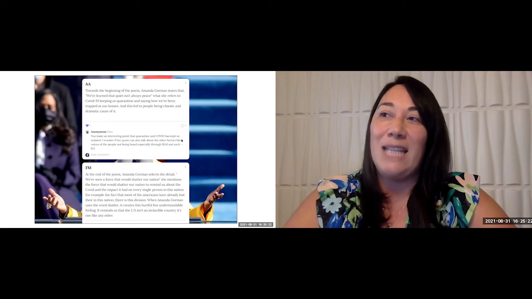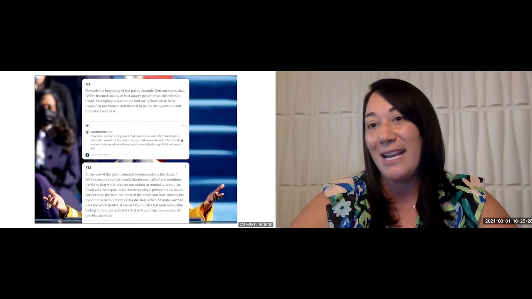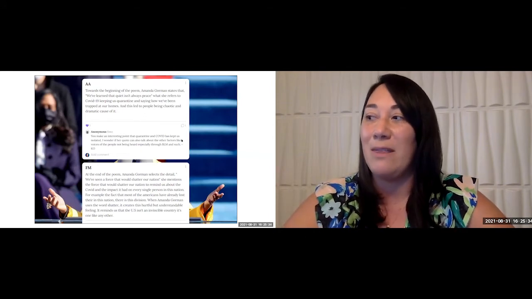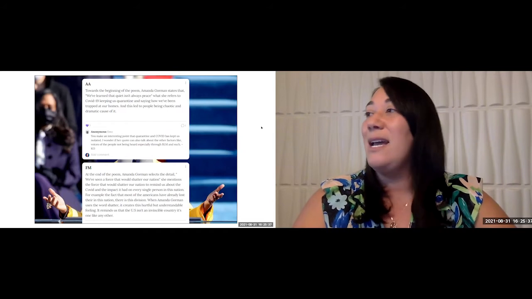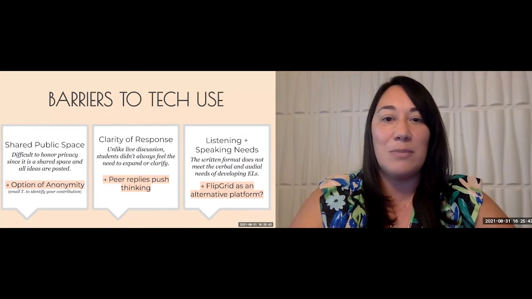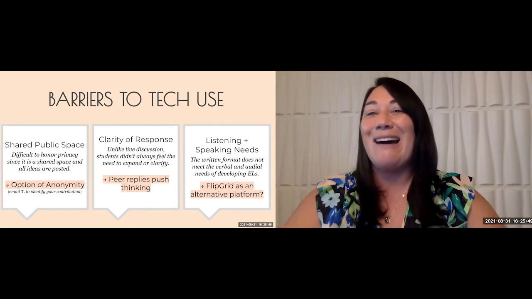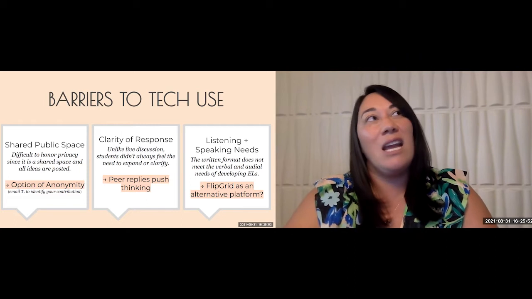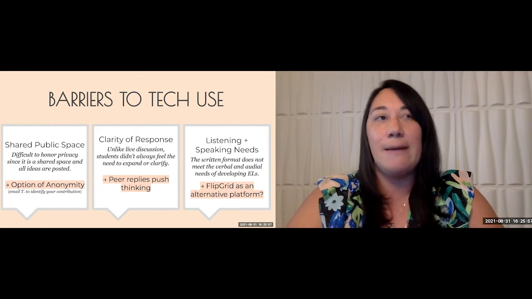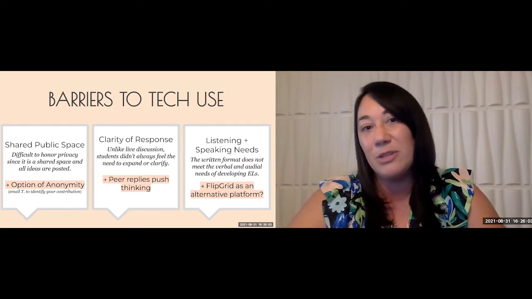It's interesting seeing how just reading other people's ideas helps them refine their thinking, but replying also provides an additional layer of pushing their thinking outside of what they've personally experienced or were thinking about as they interpreted the text. As I was going through this process, obviously barriers arise, as we all find with any tech use. I think the idea of a shared public space is always a little bit tricky, right? It's difficult to honor privacy. I am asking all students to post, and so I do offer the option of anonymity on this particular platform.